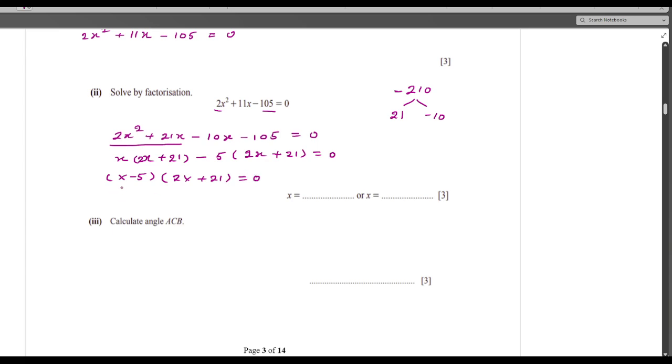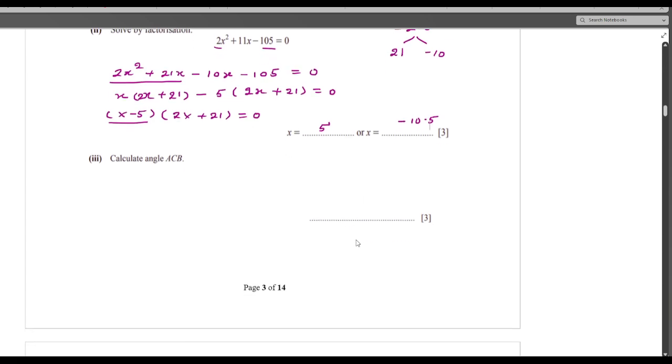So that gives you either x minus 5 is 0, which will give you x is equals to 5, or 2x is minus 21 divided by 2. So minus 21 divided by 2 is minus 10.5. You can keep your answer in fraction, no problem.